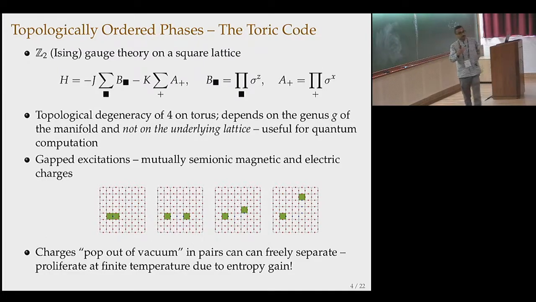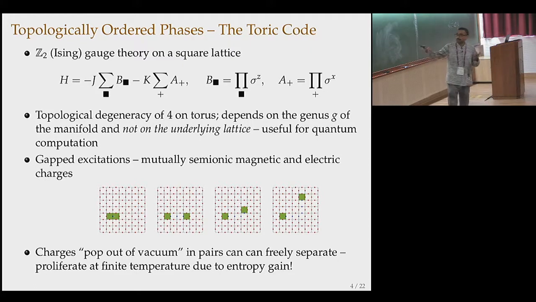As long as you put the theory on a manifold with genus G, the degeneracy will be 2 to the G, right? So that's the statement. It doesn't depend on the structure of the lattice and so on. It just depends on the topology of the manifold. Such a theory has gapped excitations. These excitations are electric and magnetic charges, and they are mutually semionic and so on, and you can excite a pair of them, and then you can move these charges around freely, okay?